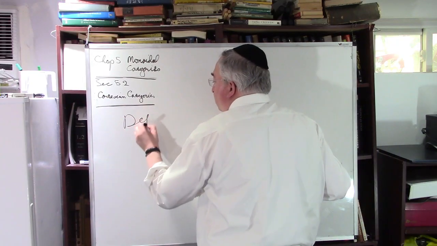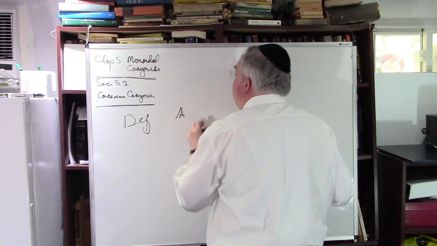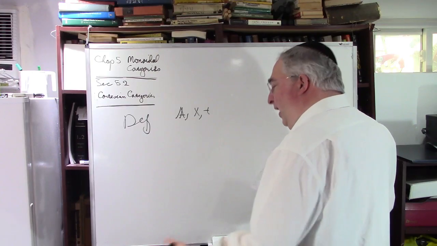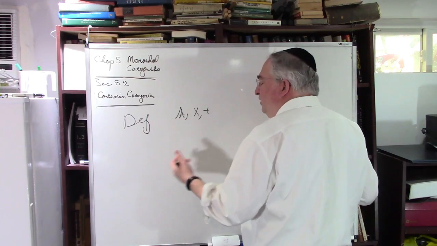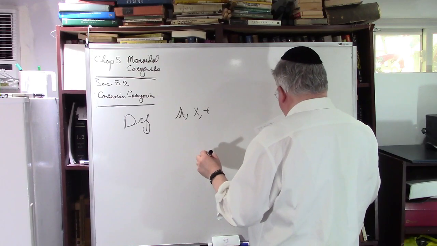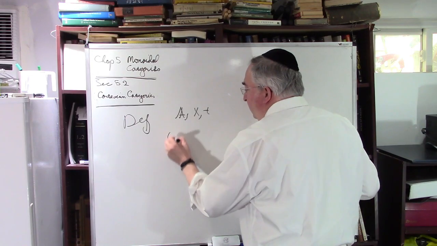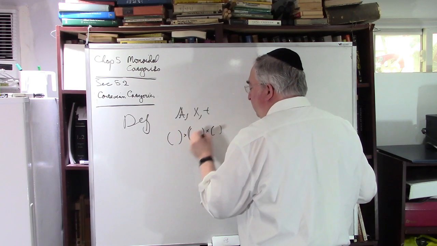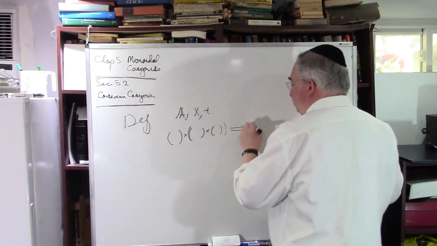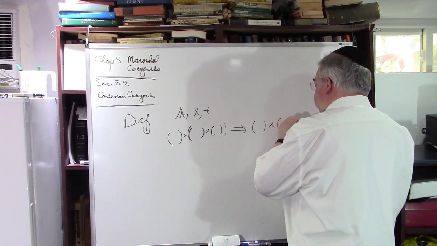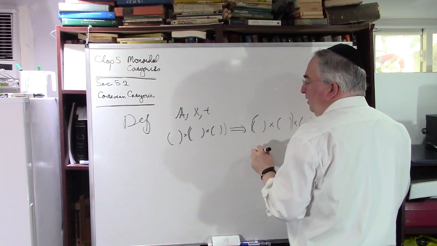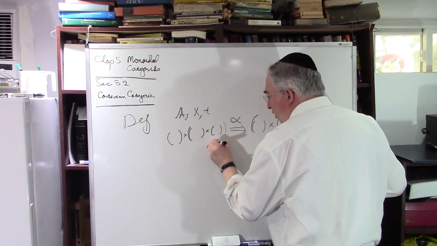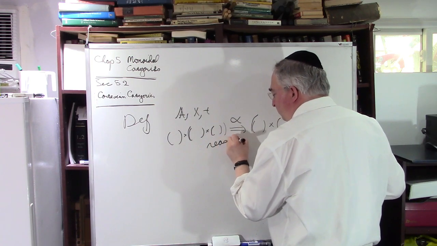Definition. A Cartesian category is a category, a bifunctor, a terminal object, and it has, let's bring in those natural transformations. There is a natural transformation from this to this. It's usually called alpha, and it has a name. It's called a reassociator.